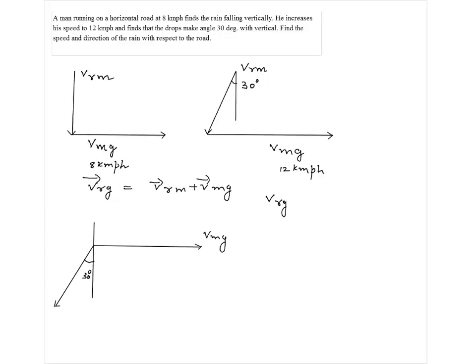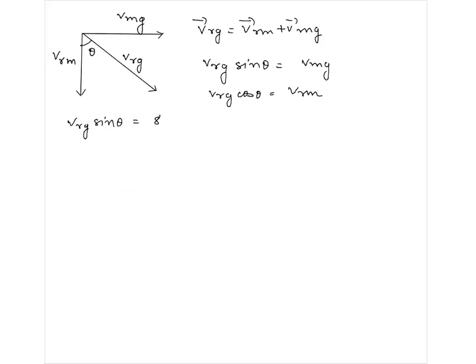VMG, VRM. And their vector sum, RM, MG, that should be VRG. That one. VRG. Theta is the angle that we took, that rain is making with vertical, right?